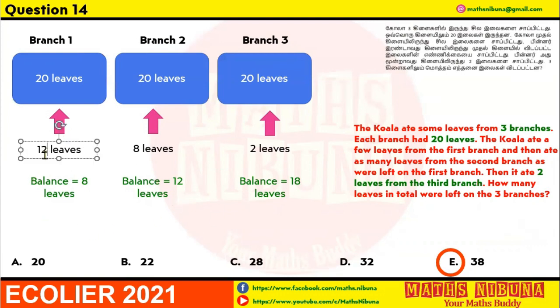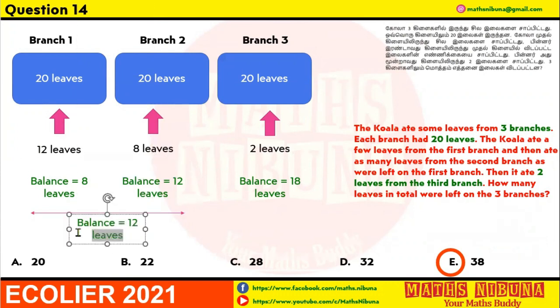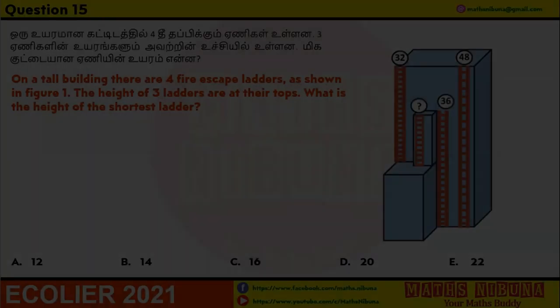Whatever number you put, you can try other numbers, the total balance from here to here is always 20. What you have to do is, this one is already a fixed value. They say only 2, so the balance must be 18. So this is why we can put any value, and can test with any value. Okay, so the answer for question 14 is E, 38.